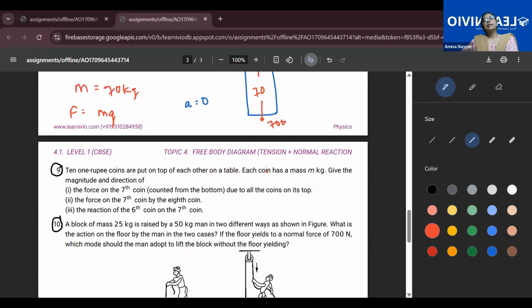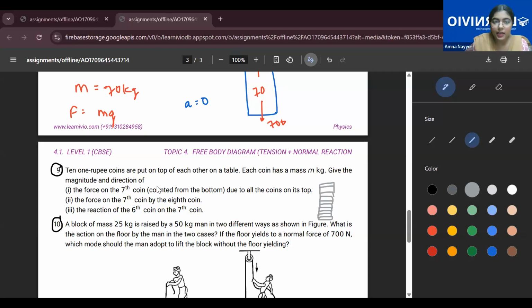Okay, the ninth one. The ninth one is also very easy. It's just that it will require a little figure. You have a pile of coins, if you put one coin on the top of the other. So it's something like this. It says 10 coins are put, 1 rupee coins. These are 10. They are put on top of themselves. So 1, then 2, then 3, 4th, 5th, 6th, 7th, 8th, 9th, and 10th. This is how the coins are put.